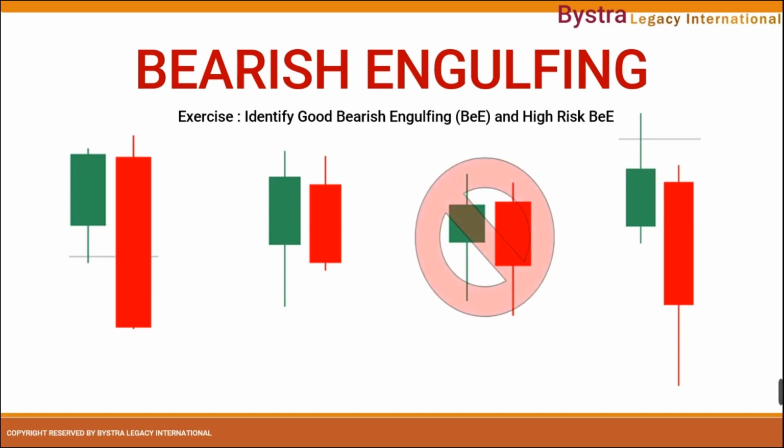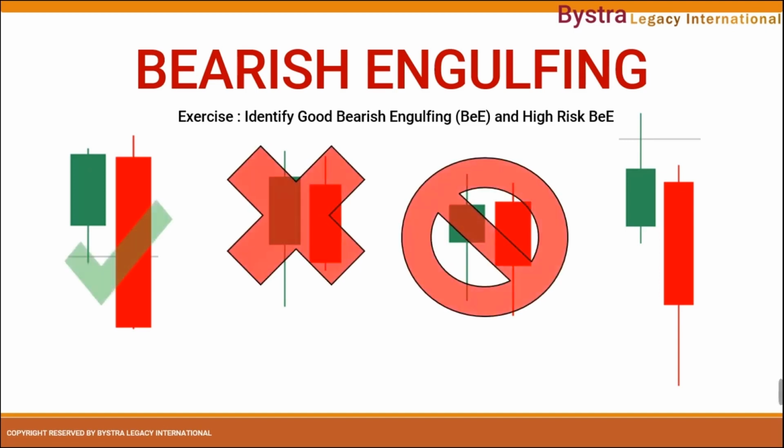Let's look at the answer now. Yes, both centers are the high risk and the no bearish engulfing, whereas the most left and the most right are the good bearish engulfing. Did you get it right this time? If you do, I would like to say congratulations to you. Yes, you made it. But if you don't again, it's okay. Just keep on practicing until we get it right.